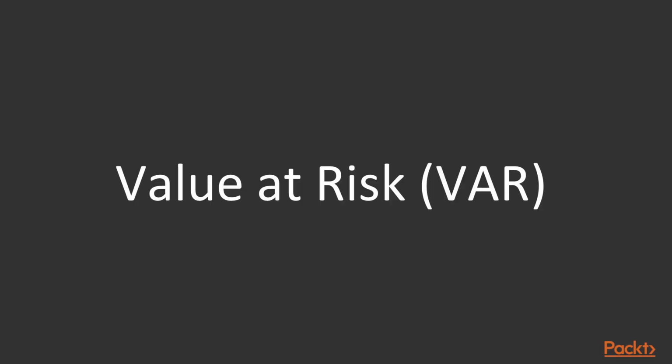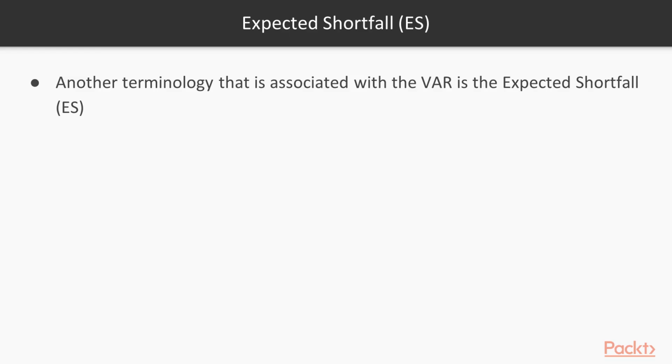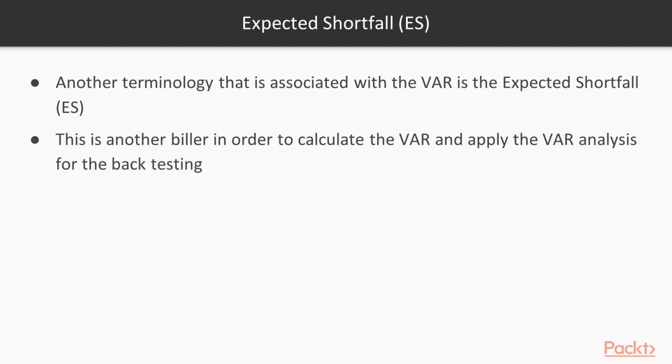So value at risk, or in short VaR, is a statistical model for risk measurement and it is preferred whenever possible. Another terminology that is associated with the VaR is the ES, or the expected shortfall. This is another pillar in order to calculate the VaR and apply the VaR analysis for the backtesting. The expected shortfall is the average of the VaR.